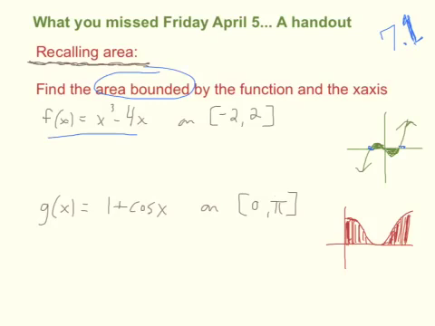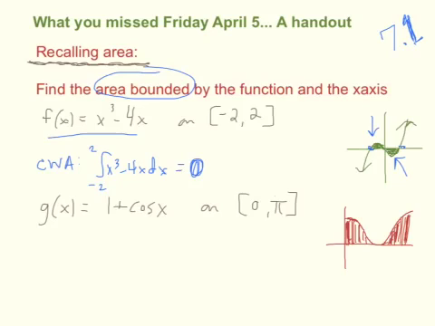Here's the wrong way to do it. The common wrong answer would be to accumulate from -2 to 2 on this function, because what you will end up getting is a big fat 0. And there's area there. I know there's area. I see it. There's area here. There's area there. The reason your calculator is telling you 0 is because your accumulations are canceling each other out.